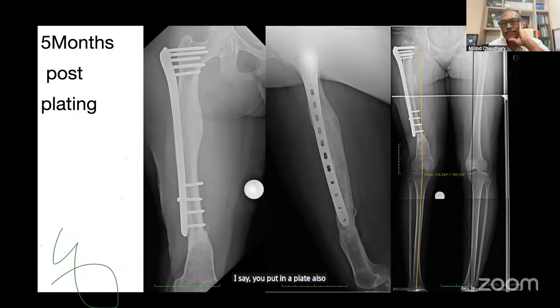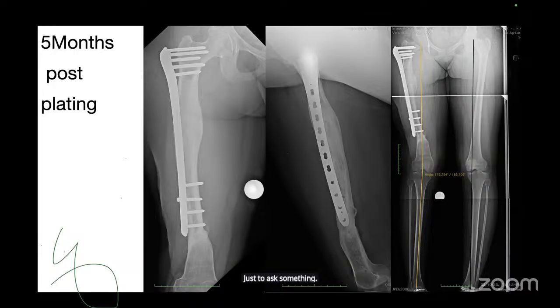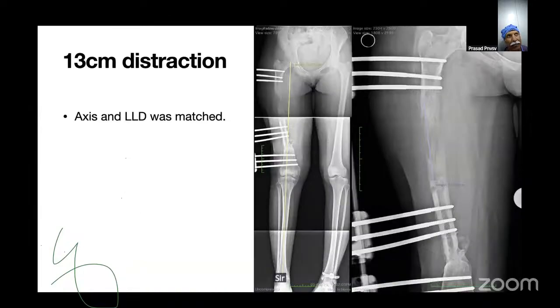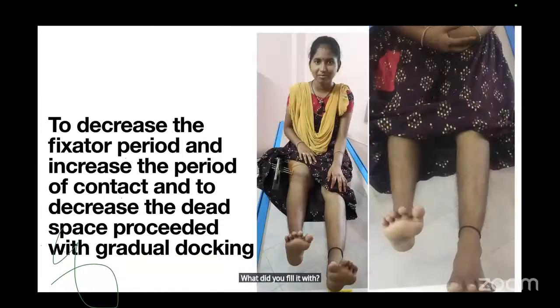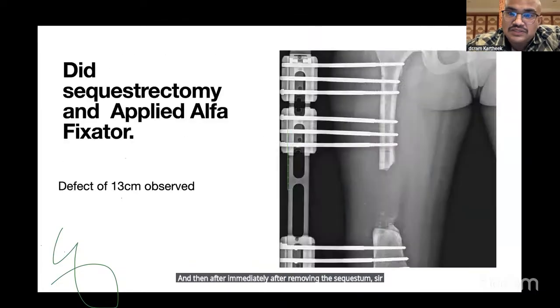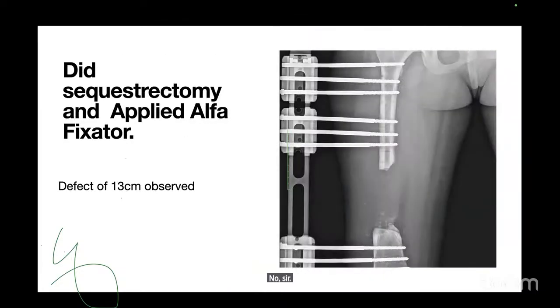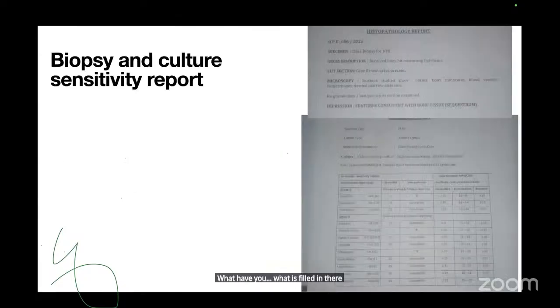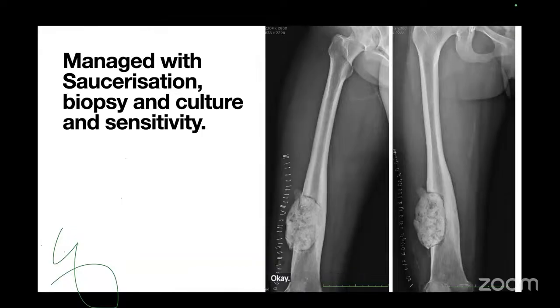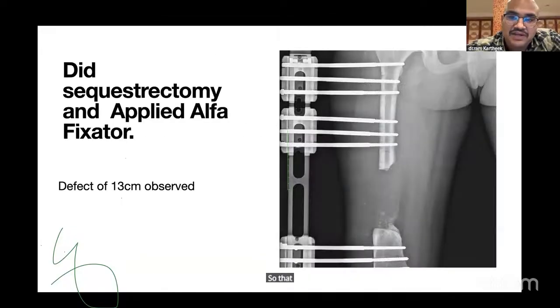Just to ask something, if it was a sequestrum that was already removed, is that the bone cement there? Sir, what did you fill the bone with? Wasn't it cement inside? Immediately after removing the sequestrum, sir? What is filled in there? There's some material there in that gap. Here it is PMMA bone cement, sir. After suturing, it was bone cement. After that, complete sequestrectomy, I haven't done.